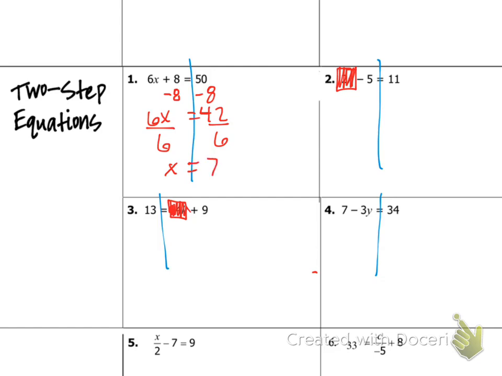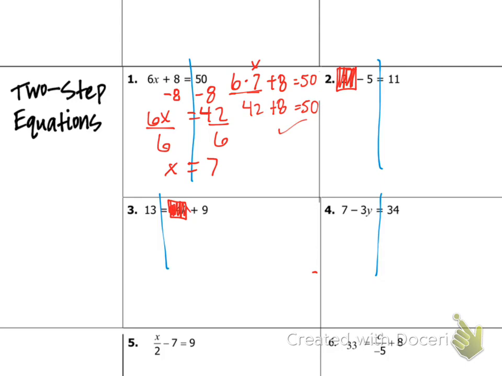So we can check that. We can check 6 times 7, that's our x, plus 8 equals 50. Order of operations says do these first, which is 42 plus 8 equals 50. Is that true? Yes, it is true.